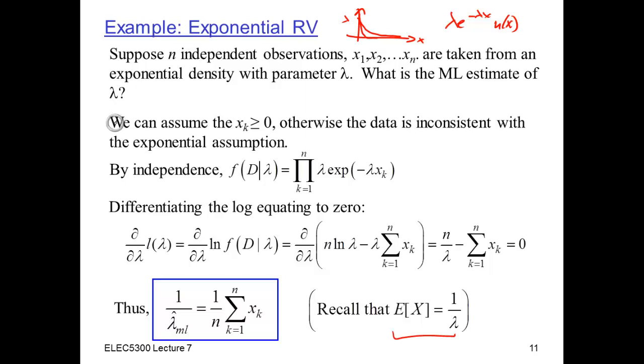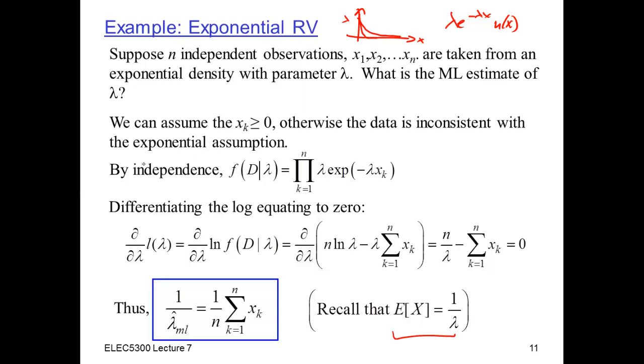So here we have to assume that all the xk's, the data points, have to be greater than or equal to 0. Otherwise, the data is inconsistent with the exponential distribution. And once we have a negative value here, then the probability distribution will be 0 no matter what, and there's nothing we can do. So all the x's have to be bigger than 0. And then again, by our independence assumption, the probability of all of the data points is just the product of the individual probabilities. I don't have to worry about this u of x because I've assumed that all the data is greater than or equal to 0.